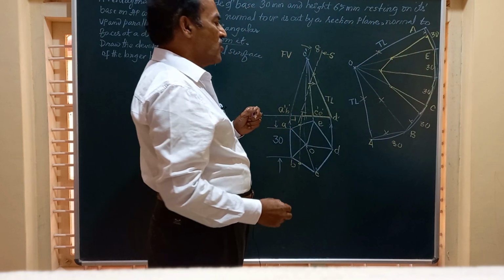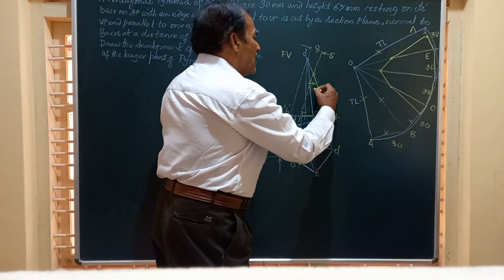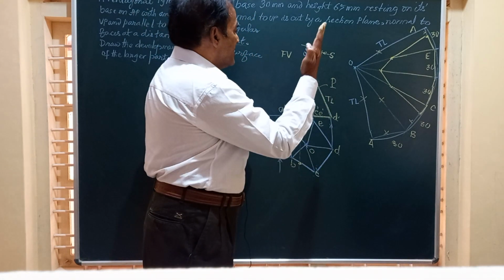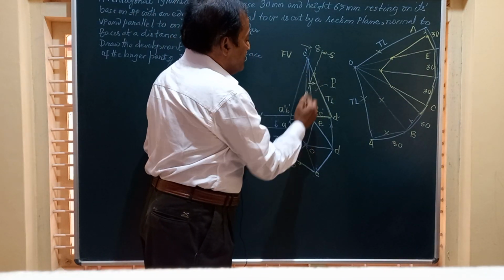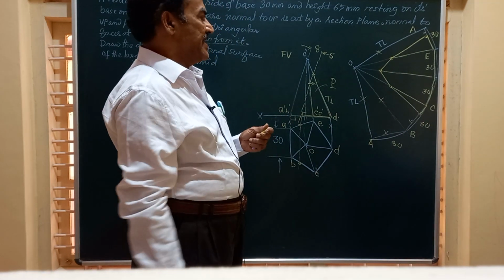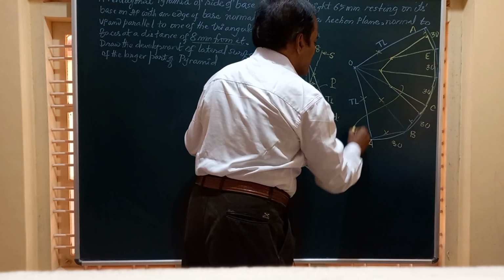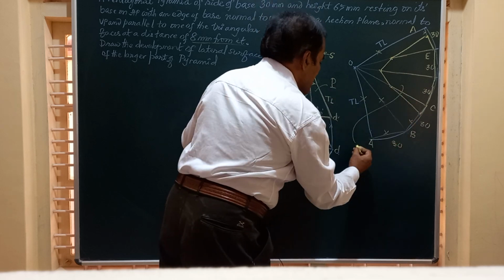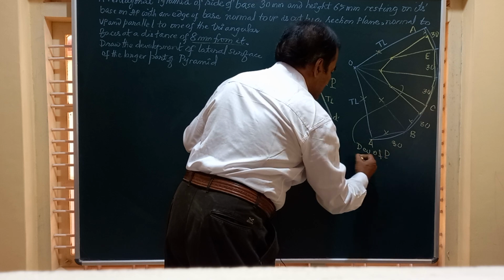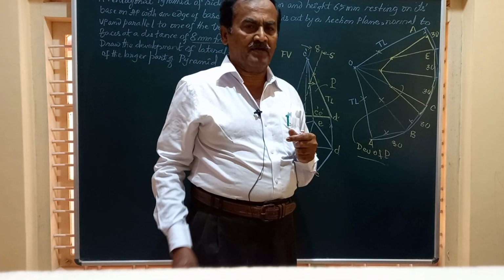Friends, this is how we obtain the development of this part of the pyramid, which is being cut by a section plane which is normal to VP and parallel to the triangular face O dash, A dash, B dash. So I'll write down here, this portion is the development of the lateral surface of the larger part of the pyramid.